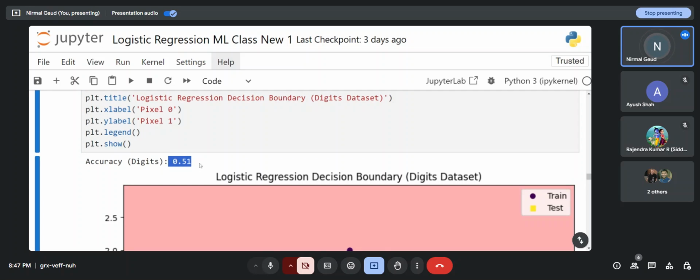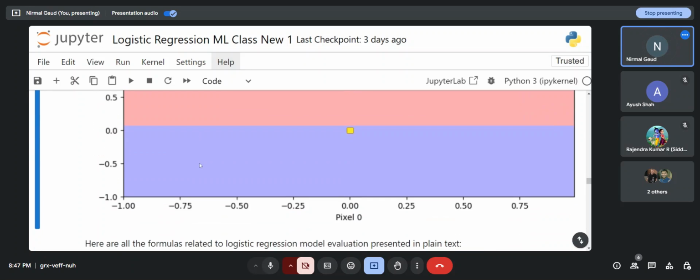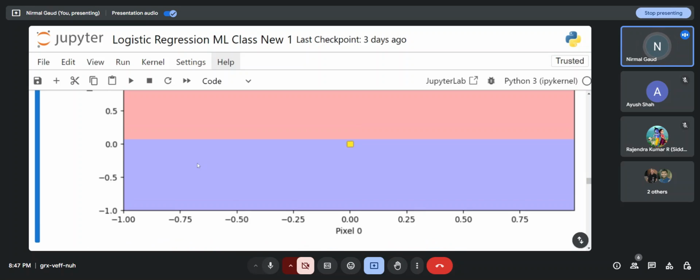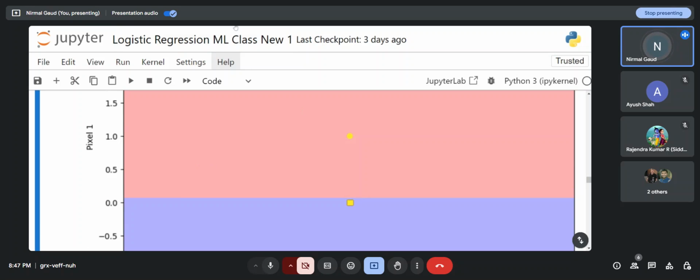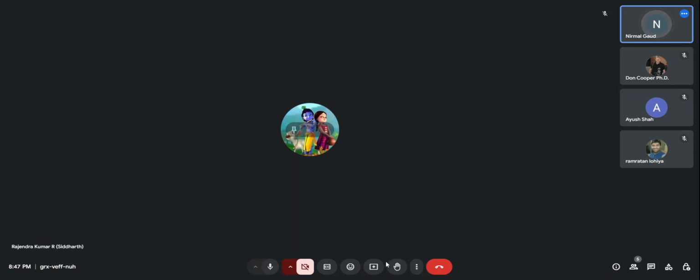My model struggled to find the patterns in the data according to the logistic regression model. Okay, so let me share my entire screen. What I have told you so far, we will be having a bit of discussion over it.